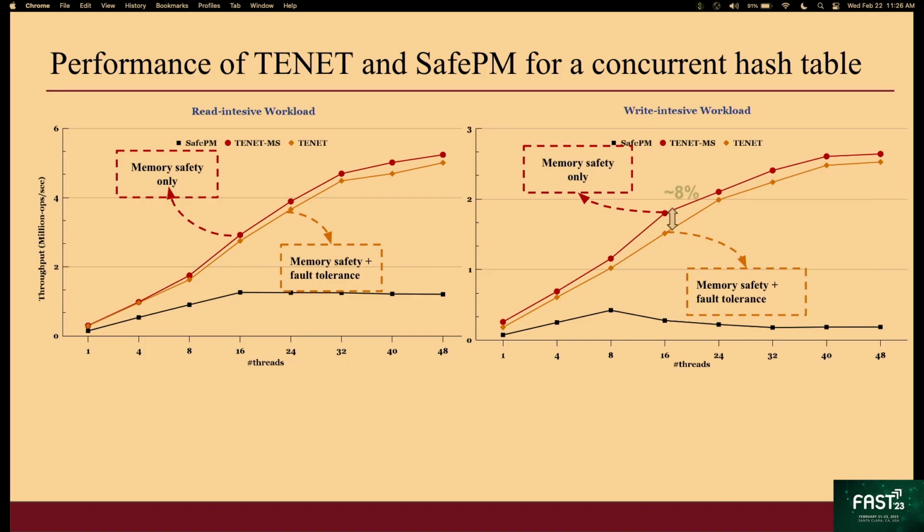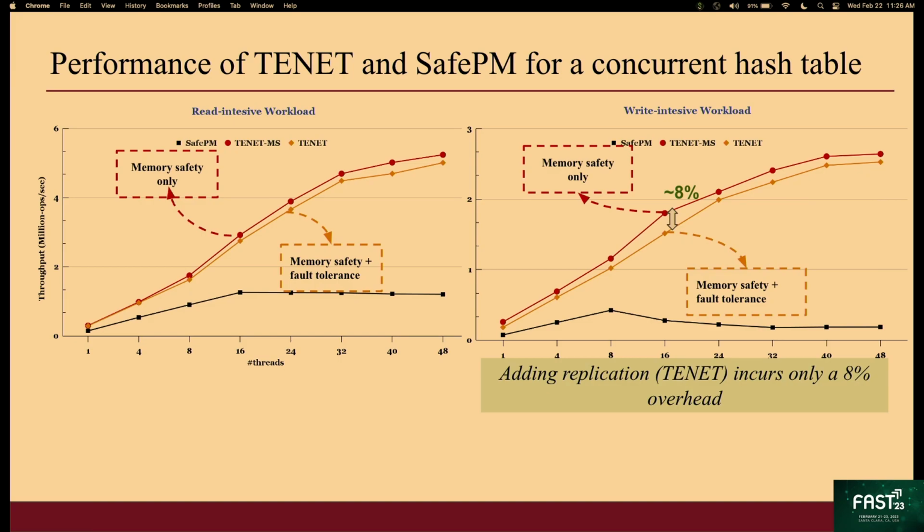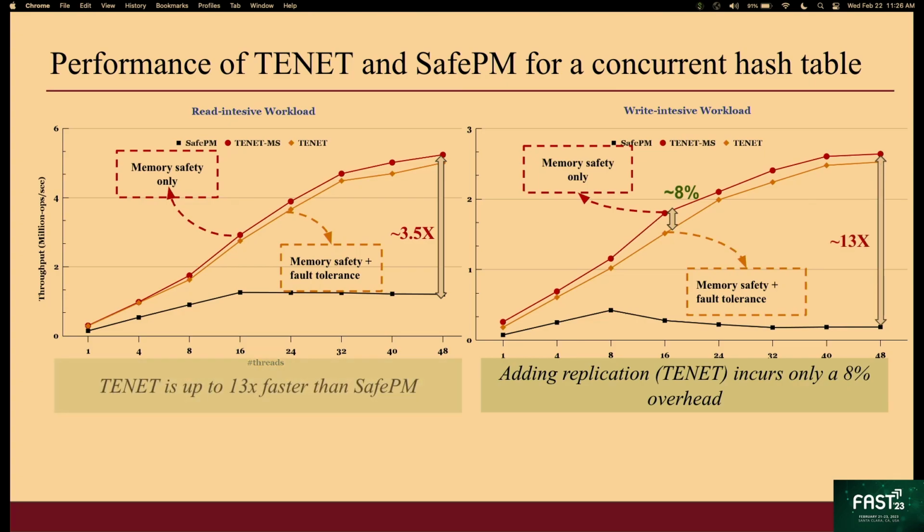If you observe closely, there is only an 8% overhead in TENET. Basically, this overhead comes from replication, right? And for a read-intensive workload, the overhead due to replication is negligible because the write ratio is low, so replication is also low, right? So this shows the efficiency of our replication, right? And when we compare the absolute performance of SafePM and TENET, the two different versions, we are orders of magnitude faster, right?